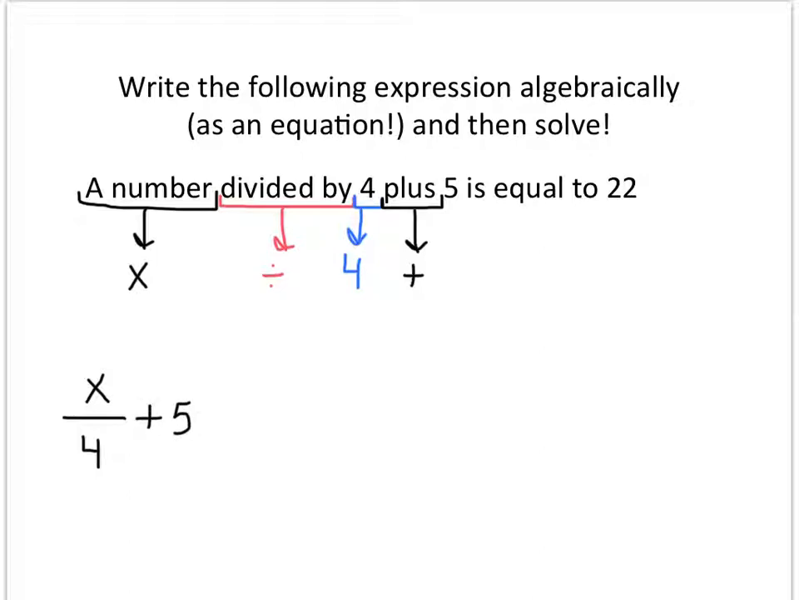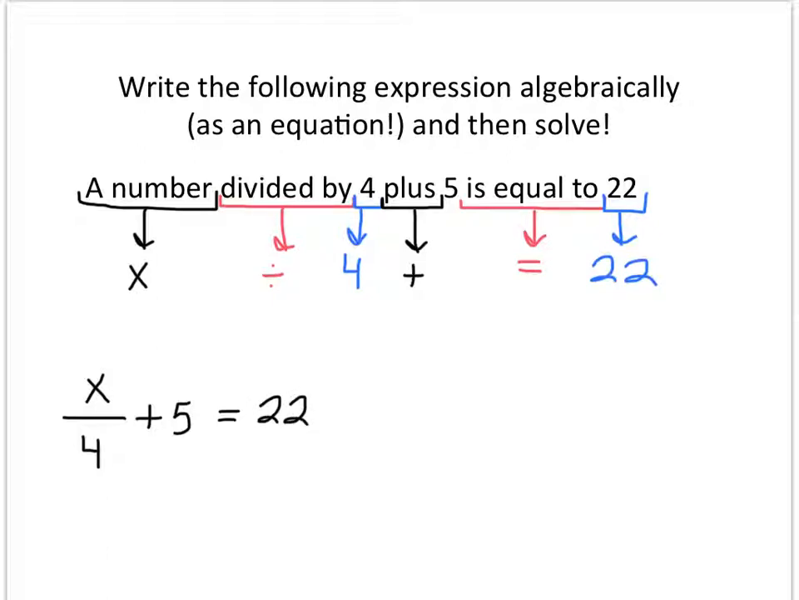So again, if they had said the quantity of 4 plus 5, I would have put the 5 down here in the denominator with the 4. But because they just said x divided by 4 plus 5, we're taking it as it's read, and that 5 is being added completely separately. So now if we keep going, next I see the key word is equal to, so there's our equal sign. We've finished off the left side of the equation. Now I just need to figure out, well, what is it equal to? And we can see that number 22. So I know that my final equation is x over 4 plus 5 equals 22.